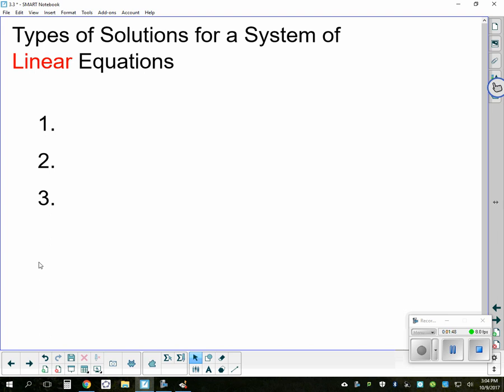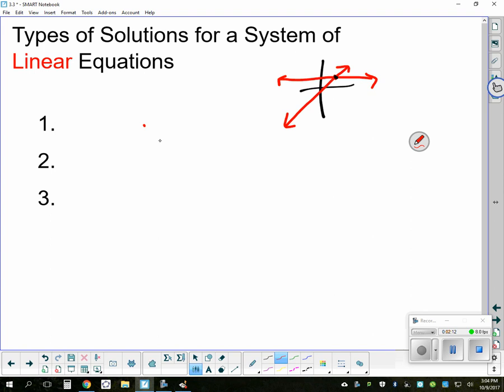When we're talking about the solutions then, if we have two lines on a graph, here's a line, and maybe I have another line going like this. Well, the point where they intersect could be one point just like that. And if that's the case, then you have one solution to your problem.